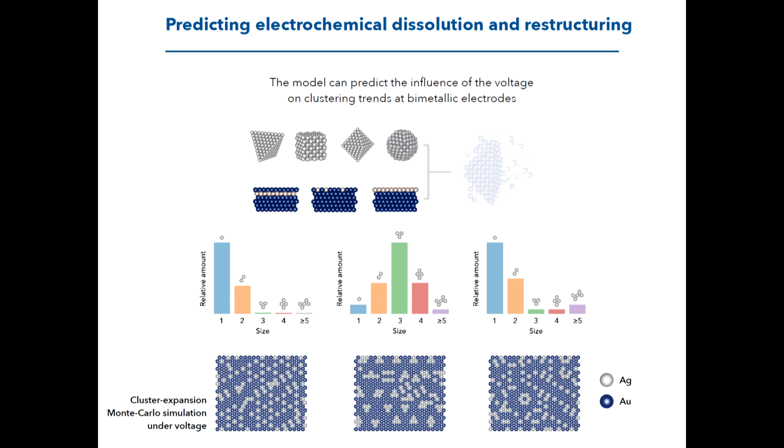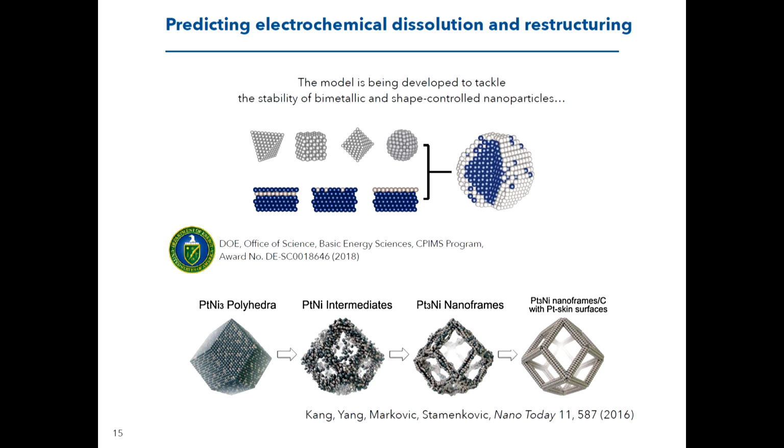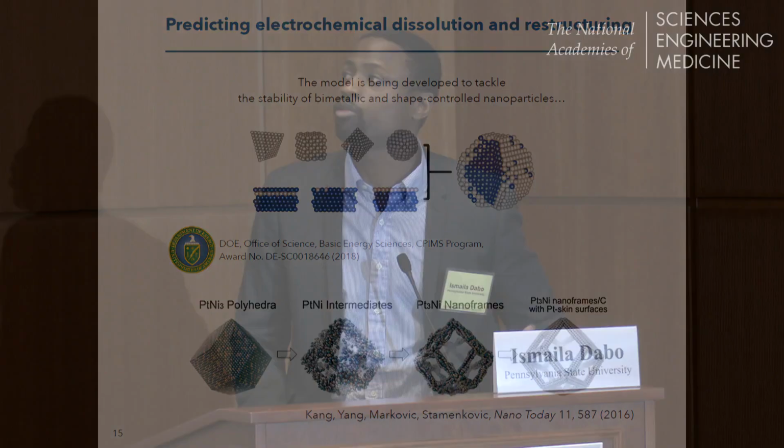Beyond this, we would like to also continue to develop this type of model to be able to look at more complex catalysts. For example, by combining the complexity of nanoparticles with that of bimetallic electrodes, it will be possible to study the stability of more complex bimetallic nanoparticles. And this is something that is done as part of this DOE-funded project by the CPIMS program, in which we would like to increase the complexity of the type of catalyst that we can study on a regular basis using this type of quantum continuum model.